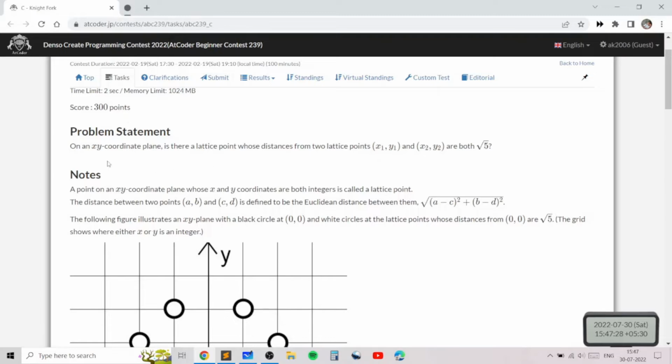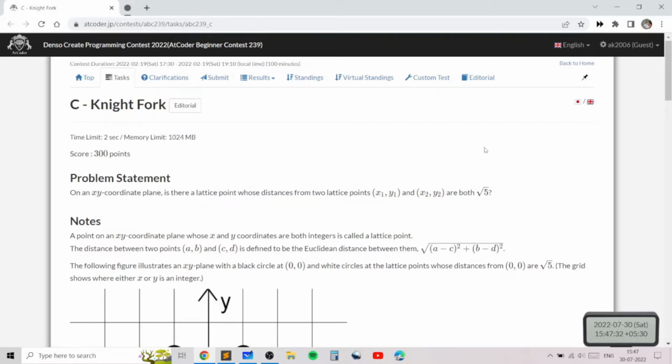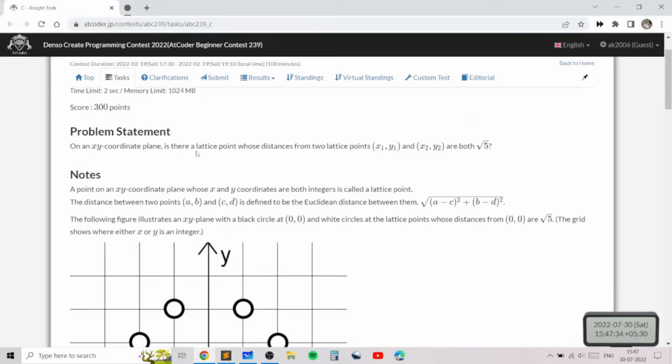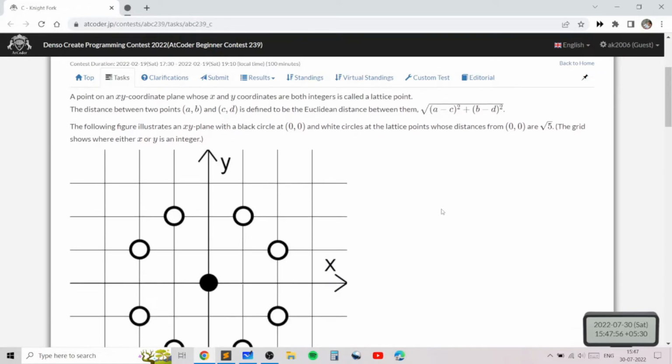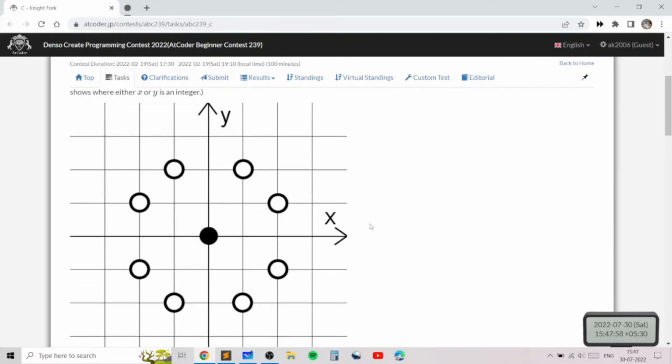In this problem, we are given an XY coordinate plane, and we need to check whether there is a lattice point whose distance from two other points are both square root of 5. So we need to check whether any such point x comma y exists such that the distance from that point to the points x1, y1 and x2, y2 are both exactly square root 5. And this is the formula for the distance between two points.